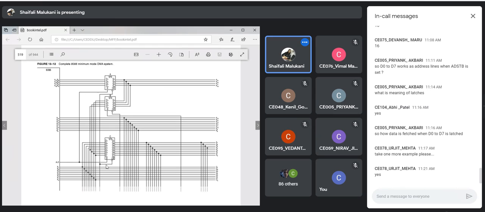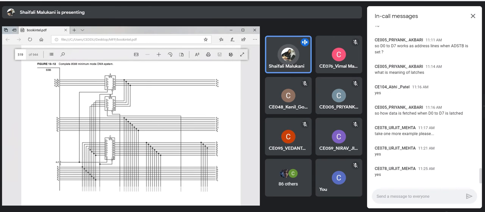I will come to this AEN. I will explain this AEN after one minute. But are you clear with this ALE part? Are you clear with the latching part, Urjit and Priyank? How the data is fetched and kept on D0 to D7. Priyank, are you clear with it?